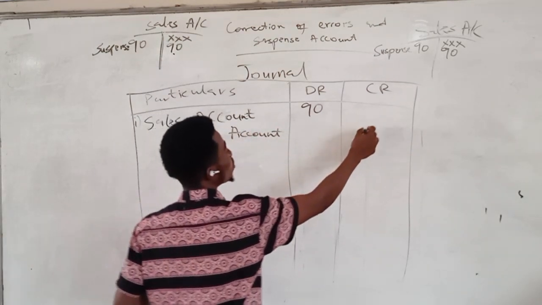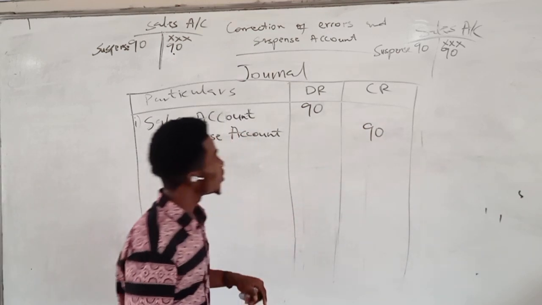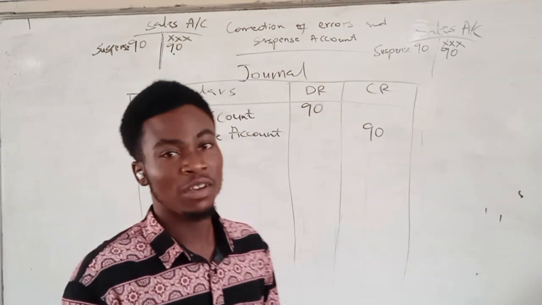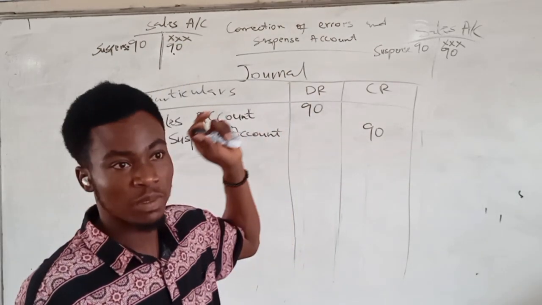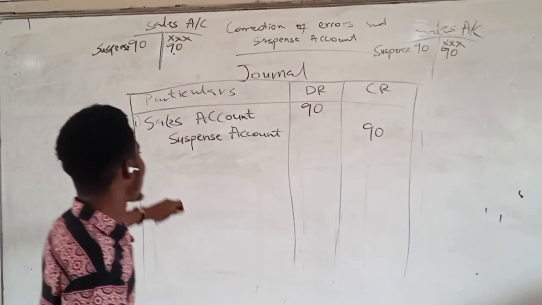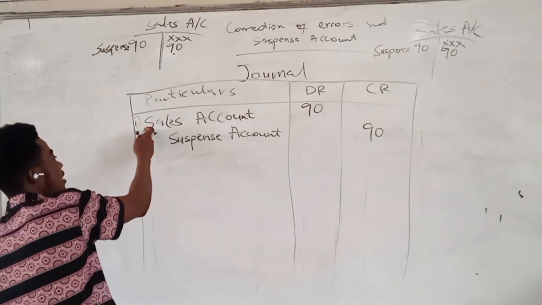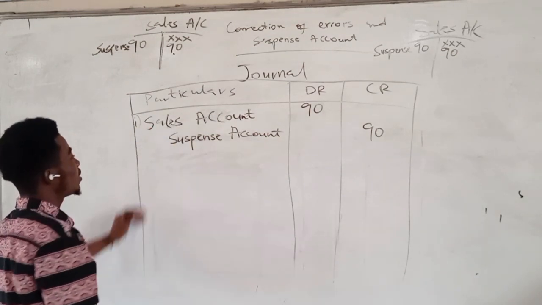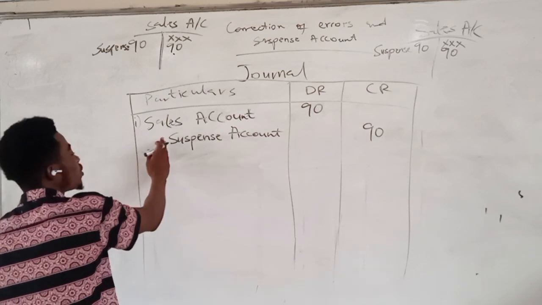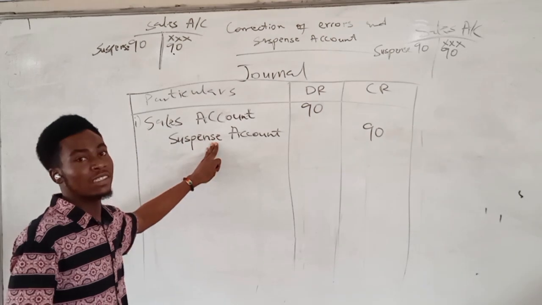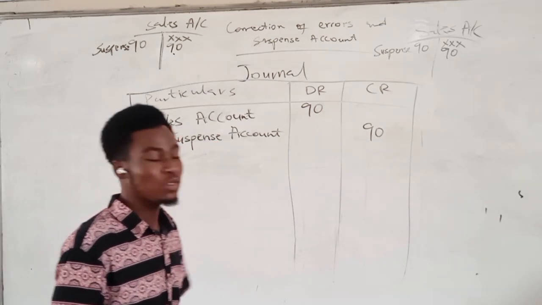And you credit that with 90. Note that any error that affects the agreement of the trial balance will go to the suspense account. So now, this suspense here, the reason why I didn't start here is that you don't start here, you have to put some space before you write the suspense for the credit side. Okay, so now let's go to the second question.